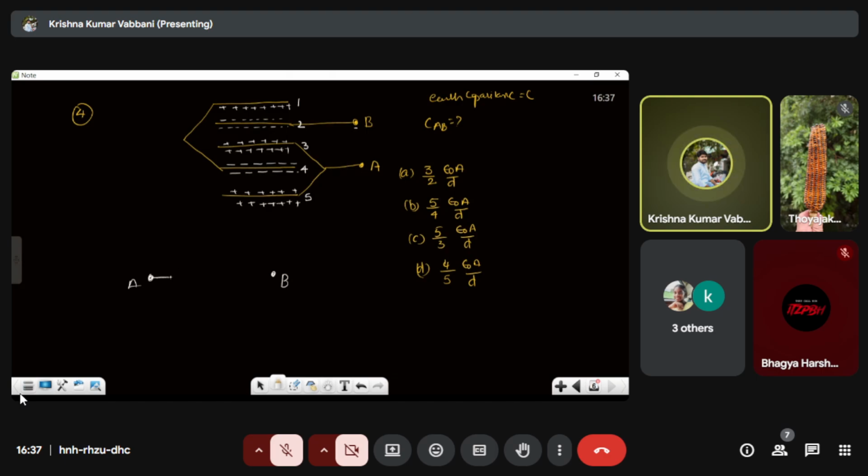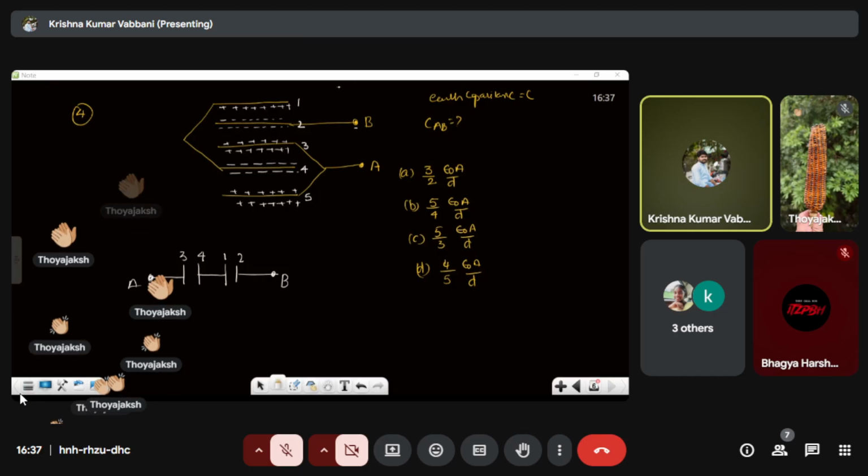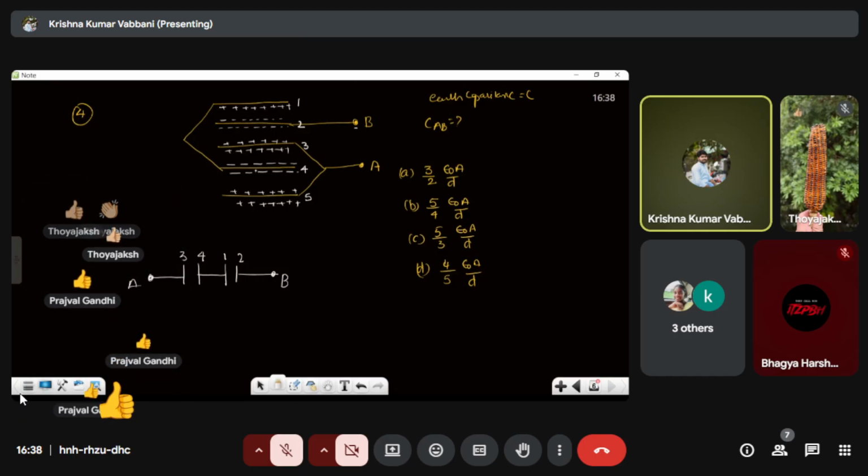So potential A, this is the plate 3. Plate 3 is connected to potential A, terminal A, and plate 3 is parallel to plate 4. That's why I placed 4 parallel to this. 4 is connected through a wire to plate 1. Plate 1 is parallel to plate 2. This plate 2 is connected to terminal B. Did you understand this step? Okay? Yes. Then see again.